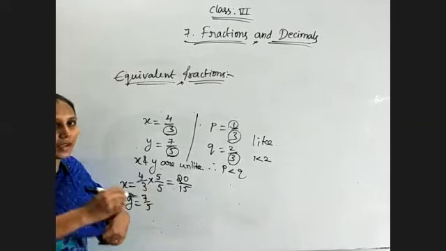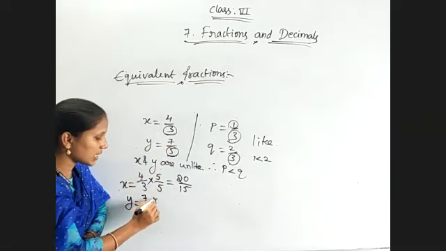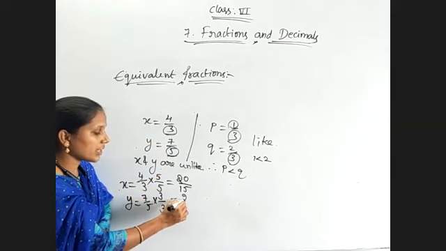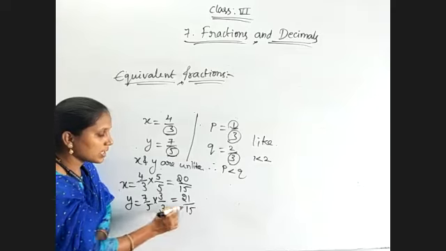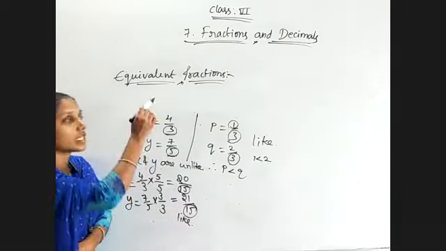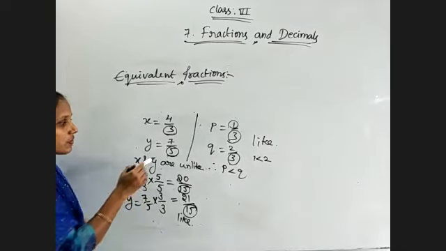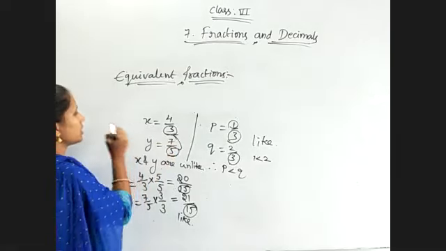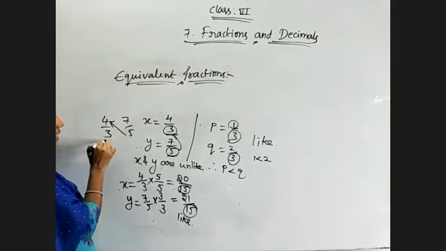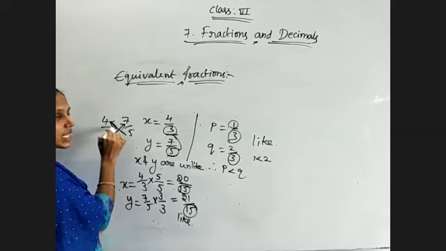And the second fraction y is 7 by 5. Now consider the denominator of the first fraction, that is 3. Multiply the numerator and denominator by 3. What do I get? 7 threes are 21 divided by 5 threes are 15. Just observe both denominators: 15, 15. Now these are converted into like fractions by using equivalent fractions. This method is said to be the cross multiplication method. Why is it called cross multiplication? See, 4 by 3, 7 by 5: this 5 we multiply for the numerator and denominator, and this 3 we multiply for the numerator and denominator. That's why it is called cross multiplication.